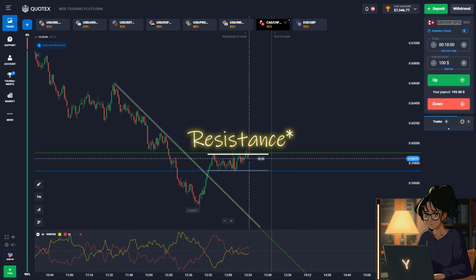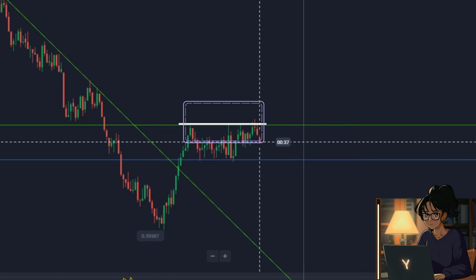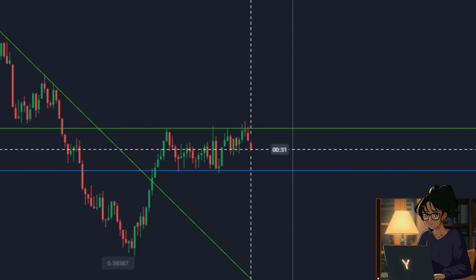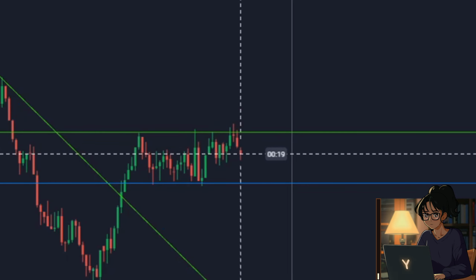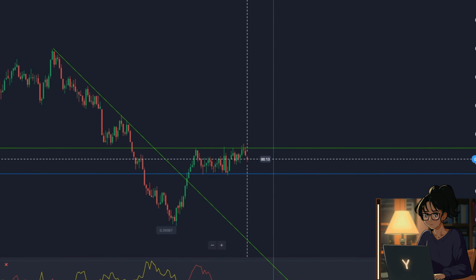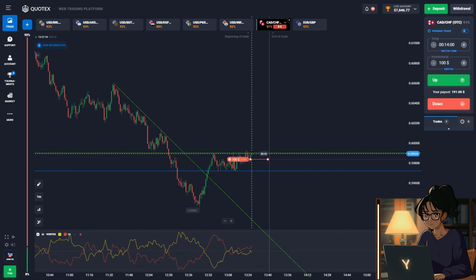Now I focus on the support level. Price only touches it with wicks, not real candles. That shows the level is holding. Then comes a doji candle, long wicks on both sides. The market is indecisive, so I wait for the confirmation. Right after, a big red candle breaks down. That's my entry, 14 minutes down.